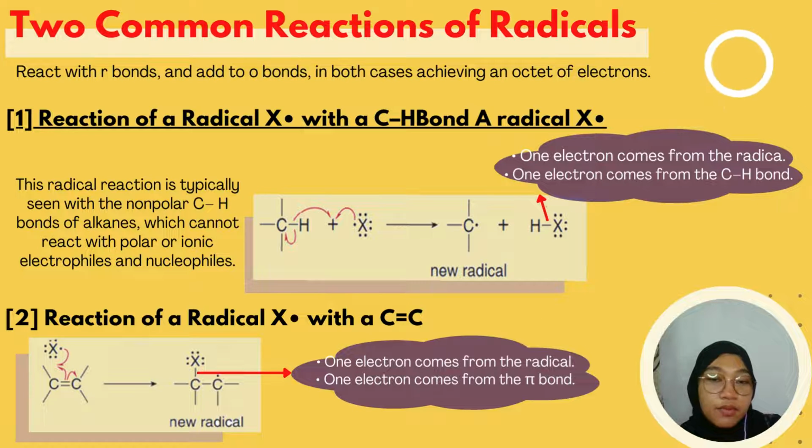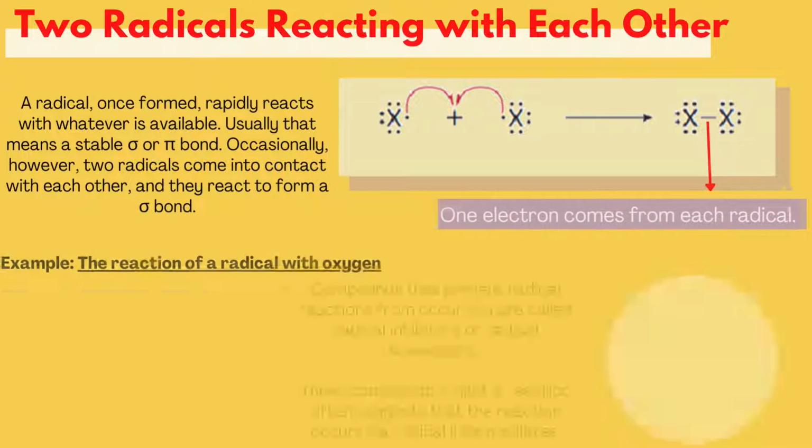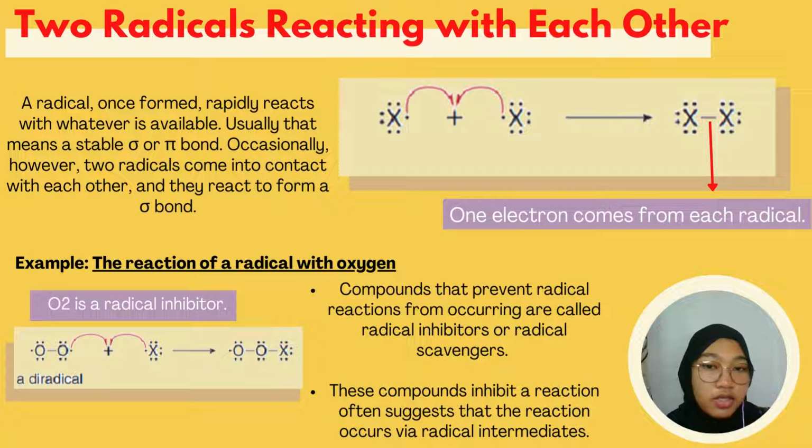The second type of reaction is the reaction of radicals with a carbon-carbon double bond. From the equation below, a radical X also adds to the pi bond of the carbon-carbon double bond. One electron from the double bond is used to form a new CX bond, and another electron remains on the other carbon originally part of the double bond. When two radicals react with each other, a radical once formed rapidly reacts with whatever is available.